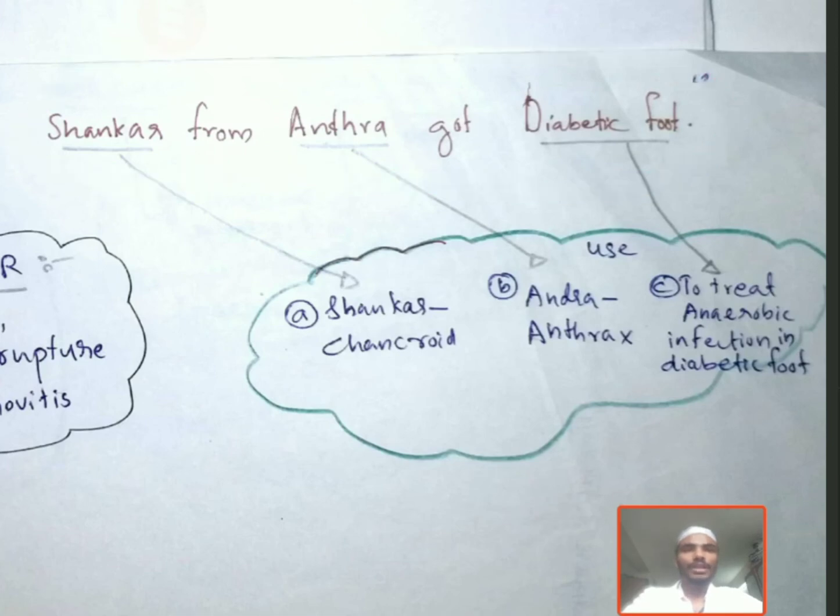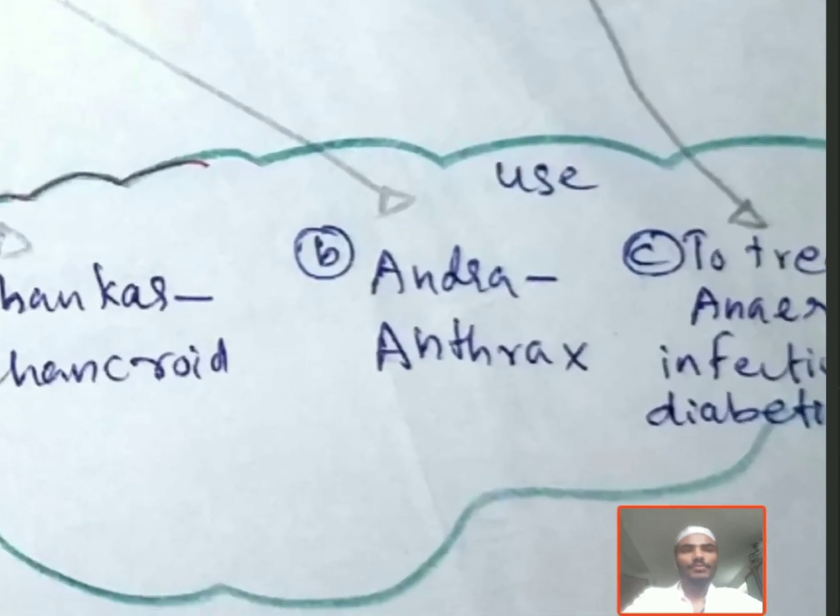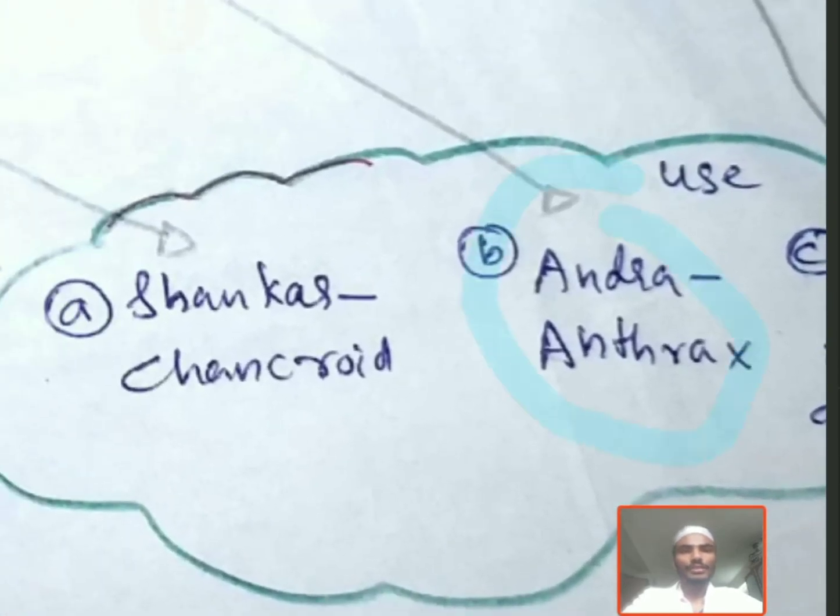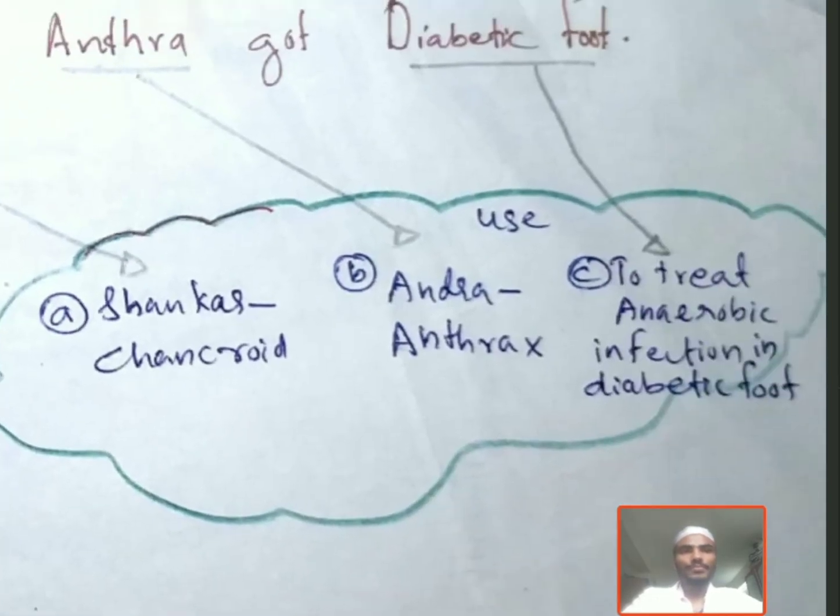Athlete Shankar. Who is Shankar? Shankar means chancroid. Andhra means anthrax, the zoonotic disease caused by anthrax bacilli. Chancroid is a sexually transmitted disease caused by Haemophilus ducreyi.